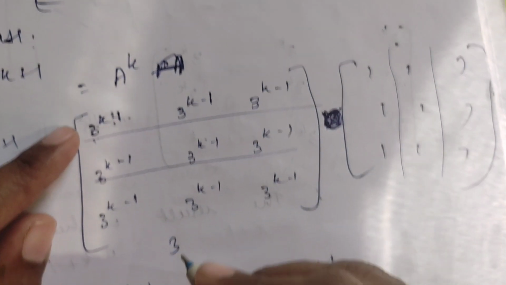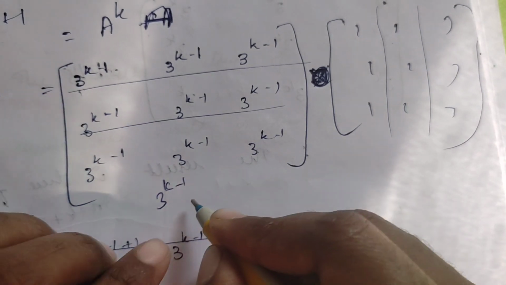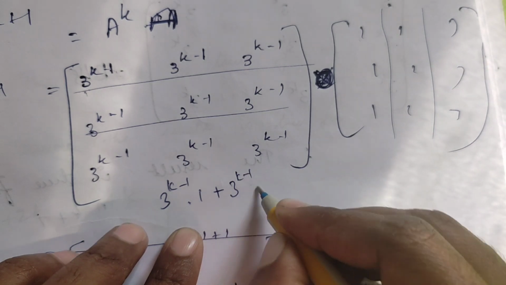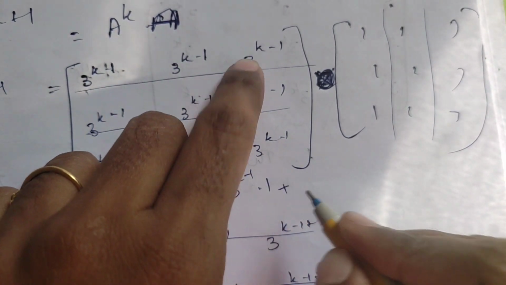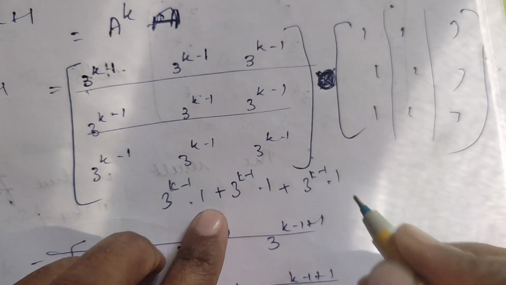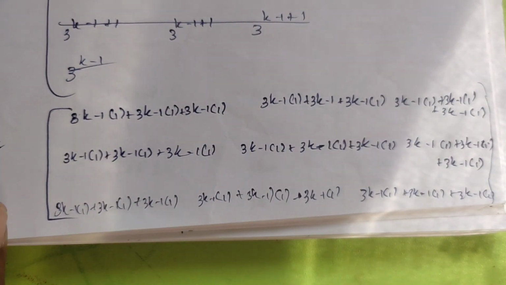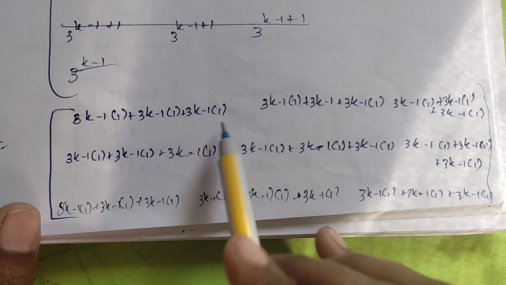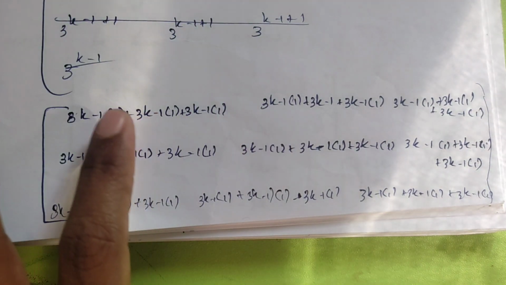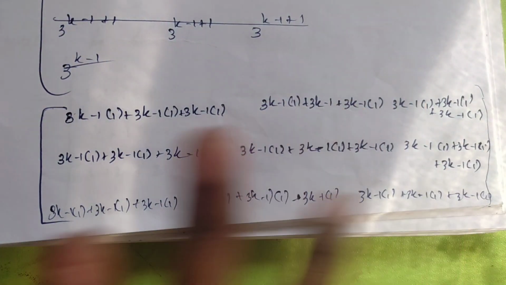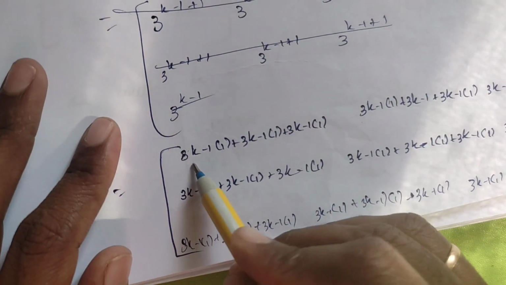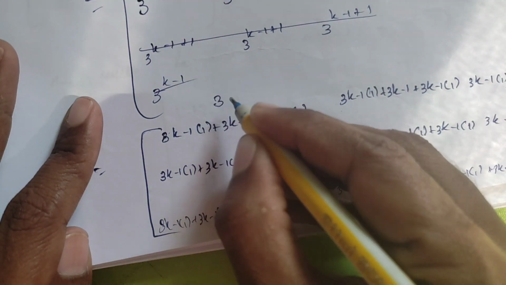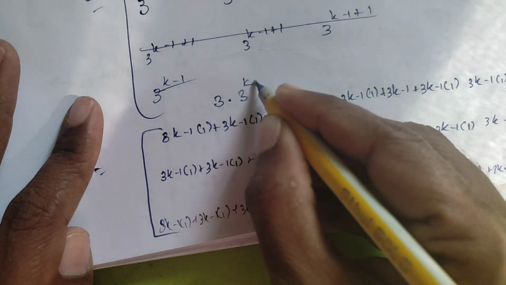3 power k minus 1 into 1 plus 3 power k minus 1 into 1 plus 3 power k minus 1 into 1. So this is the element of the matrices throughout. How many times do we have this 3 power k minus 1? 3 times. So 3 times of 3 power k minus 1.